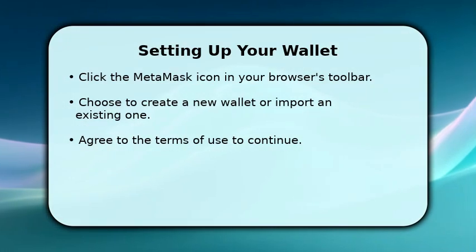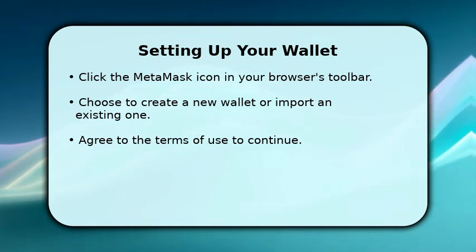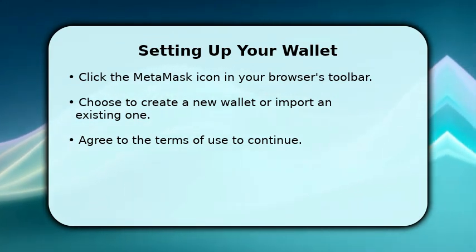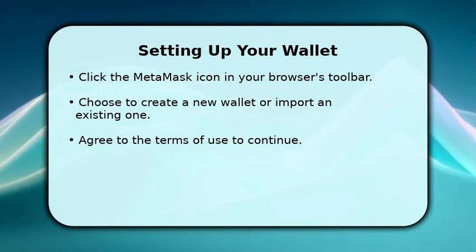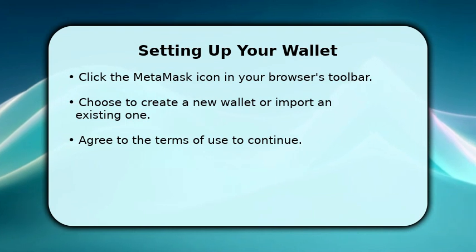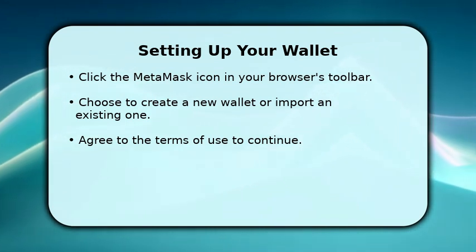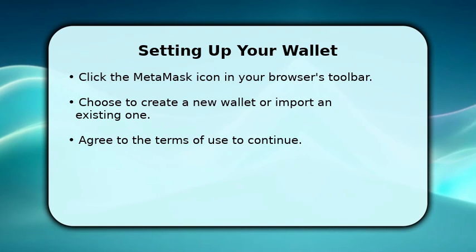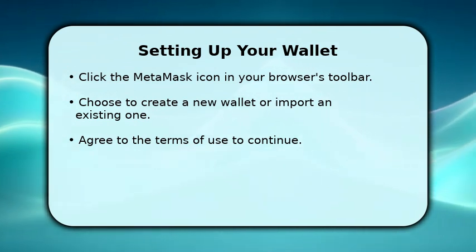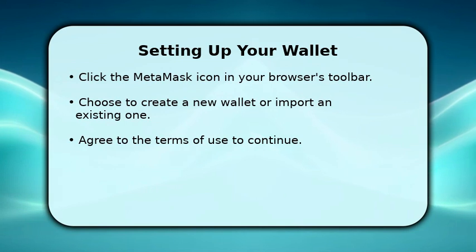After installation, click the MetaMask Fox icon in your browser's toolbar. You'll be presented with two options: create a new wallet or import wallet. If you're new, select Create a new wallet. If you already have one, choose Import wallet and follow the steps. Next, you'll need to agree to the terms of use. Finally, create a robust password. This password will protect your wallet on your device, so make it memorable but complex.